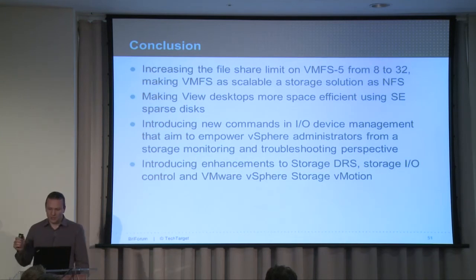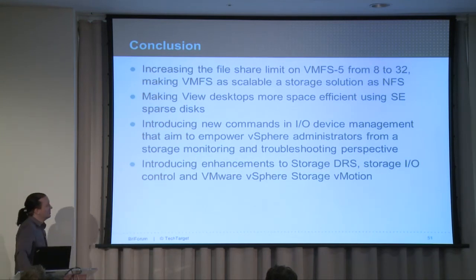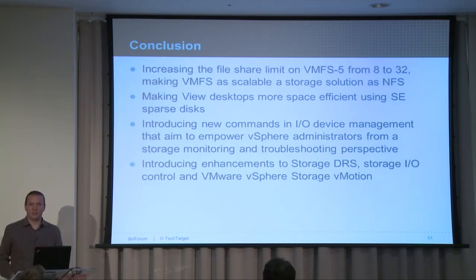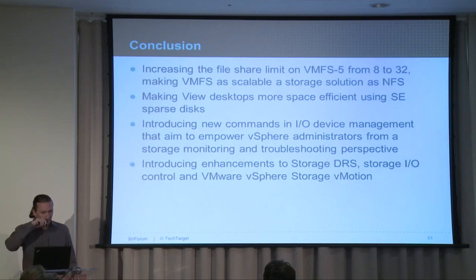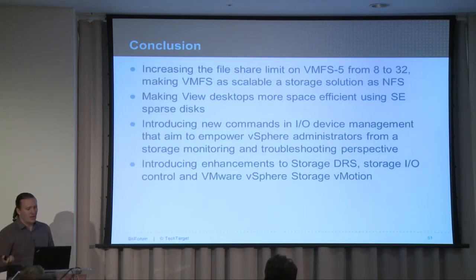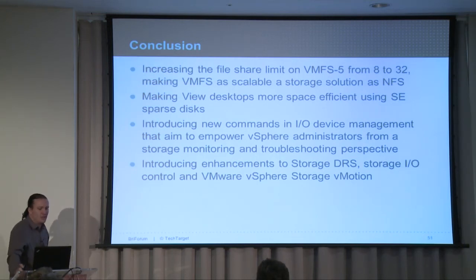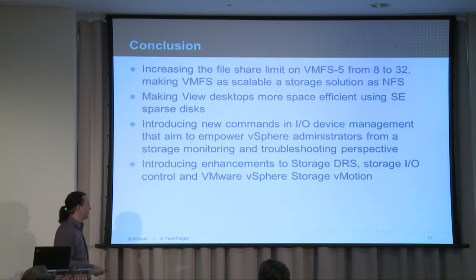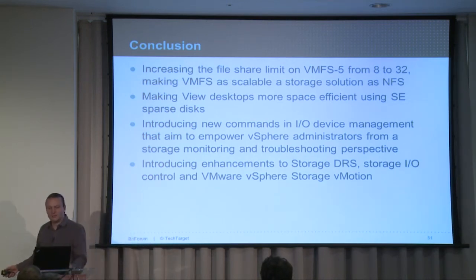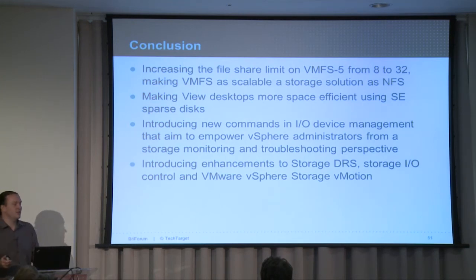So, in conclusion, increasing the file share limit on VMFS-5 from 8 to 32 means we get bigger clusters, better scalability with VDI. View desktops are much more space efficient using SE sparse disks, so great for SSD and other solutions. So more monitoring, troubleshooting, and you can get storage IO control, again, very nice, and storage DRS. So that's all the new features in vSphere 5.1 for storage that I think are relevant for VDI. Now we've run out of features.